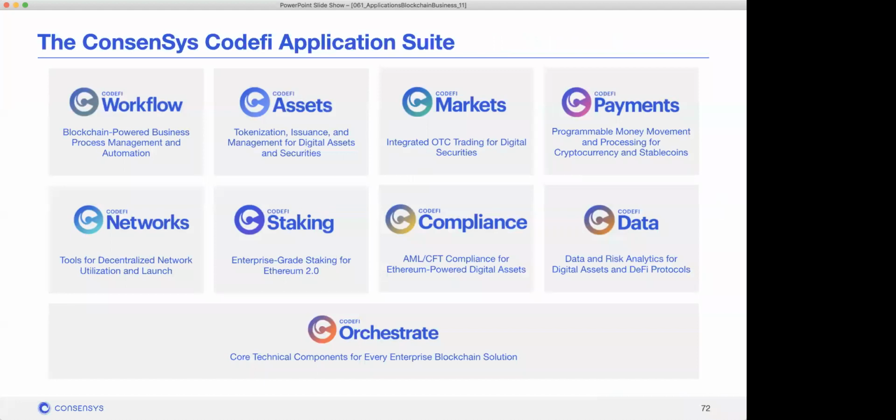Consensus has got a DeFi product as well, or a set of DeFi products that all work together. Given I work for Consensus, I thought I should put that in and give them a bit of a boost. These are platforms, so say if you're thinking about wanting to set up your own payment platform, or issue a stable coin, or do a STO, or do some workflow management based on blockchain, having blockchain as the basis for it, then you could use Codefi.